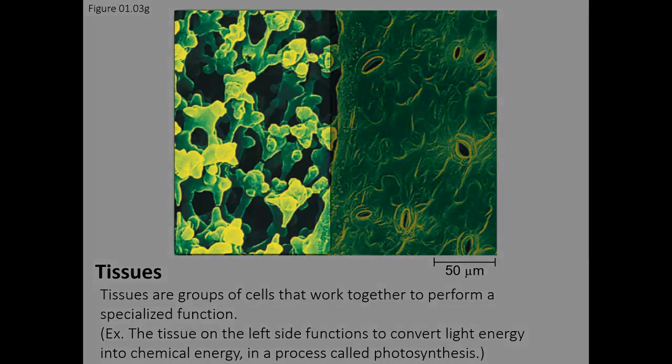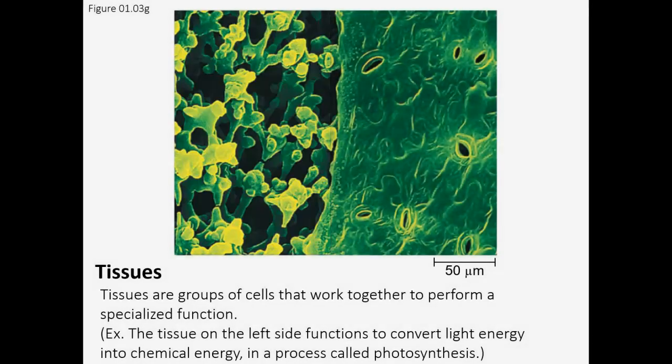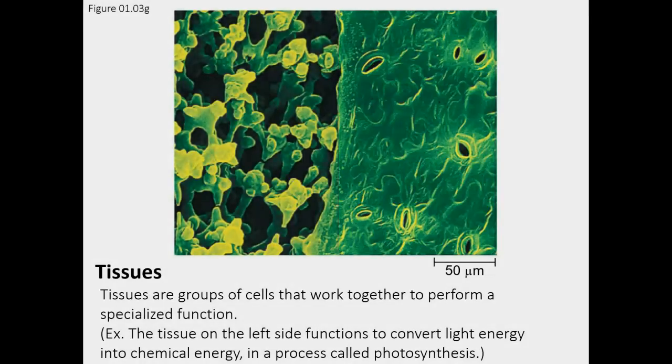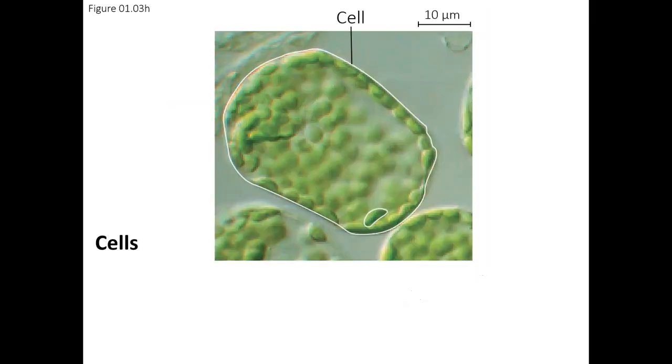The tissue on the left functions to convert light energy into chemical energy in a process called photosynthesis. The tissue on the right is like the skin of the leaf, and it functions to allow carbon dioxide to enter the leaf and be used for photosynthesis. If we zoom in on a tissue, we can see that it's made up of cells.